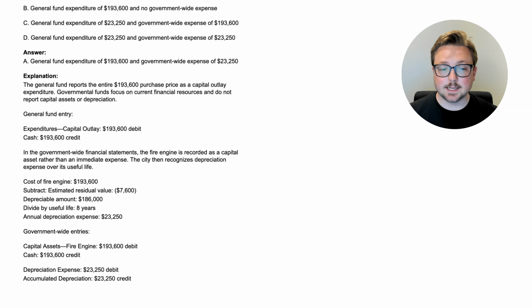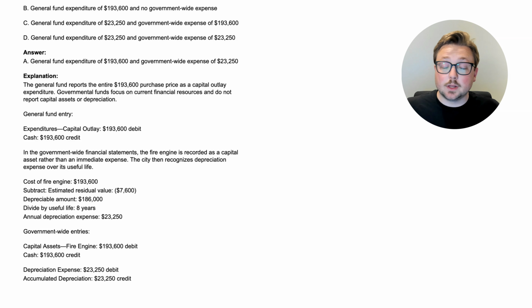All right, here we are. The answer is A, the general fund expenditure of $193,600 and the government-wide expense of $23,250. So let's go through this. The general fund reports the entire $193,600 purchase as a capital outlay expenditure. Governmental funds focus on current financial resources and do not report capital assets or depreciation.